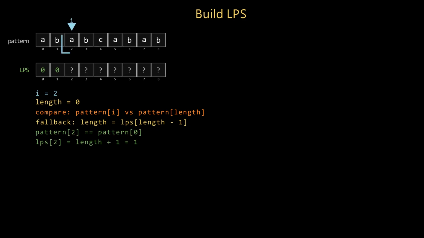For cell 2, compare pattern at I with pattern at length. They match, so length becomes 1, and LPS at 2 is 1. For cell 3, compare again. They match again, so length becomes 2, and LPS at 3 is 2. For cell 4, compare pattern at I with pattern at length. They do not match, so we fall back and try a shorter reusable prefix.